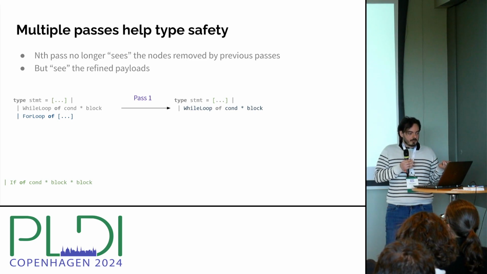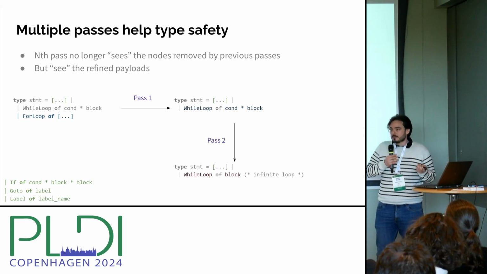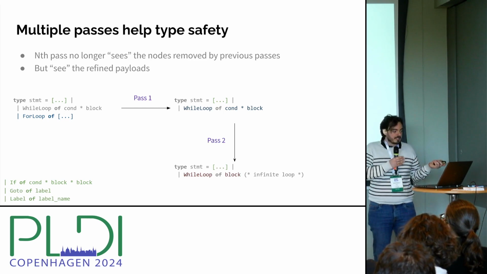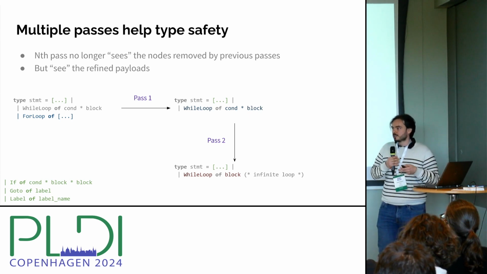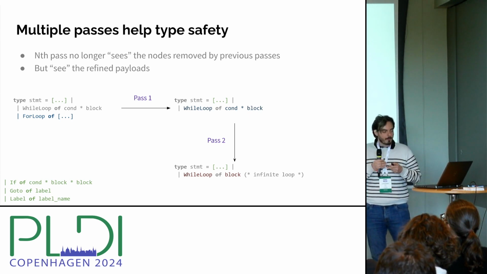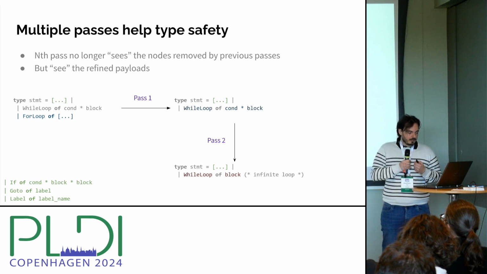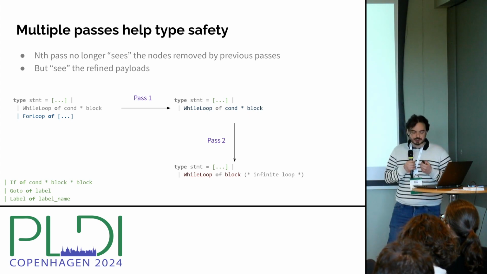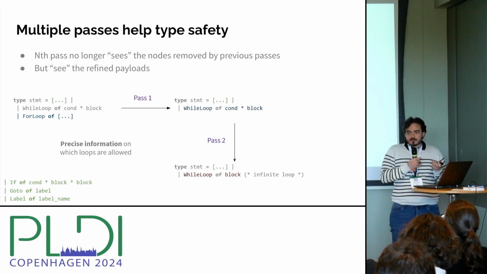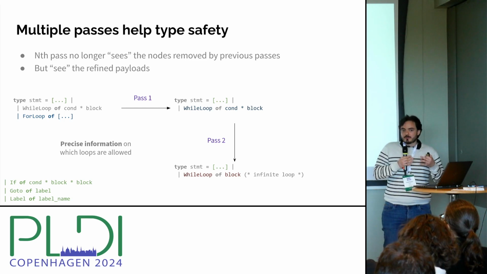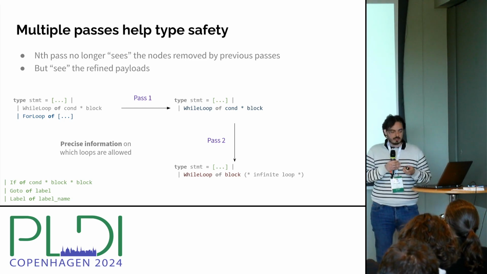So in this example, the first pass will remove the for loop. The second pass doesn't have to deal with the for loop anymore. So in this example, the second pass is simply removing the condition by adding some if statements within the loop, and maybe using some gotos and labels to desugar this while with a condition. And then you go to an infinite loop. But the important information here is that each of the passes knows exactly which kind of loops it has to deal with.